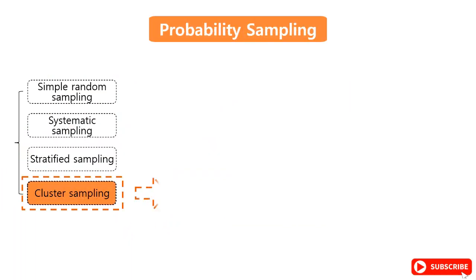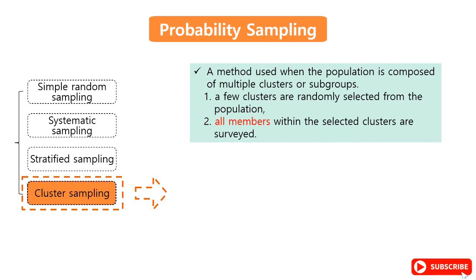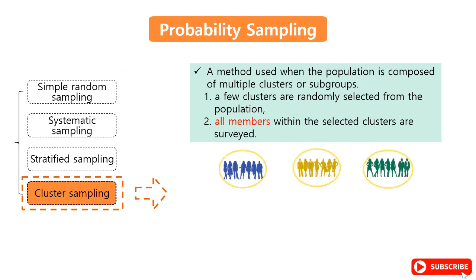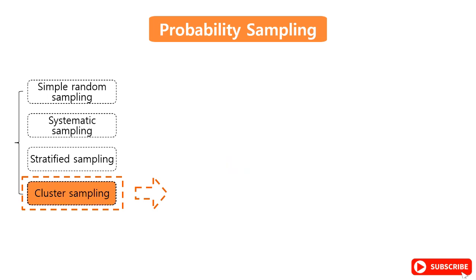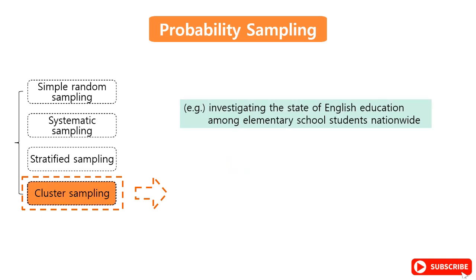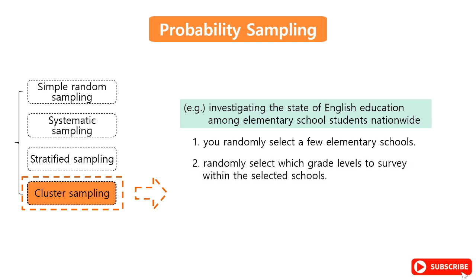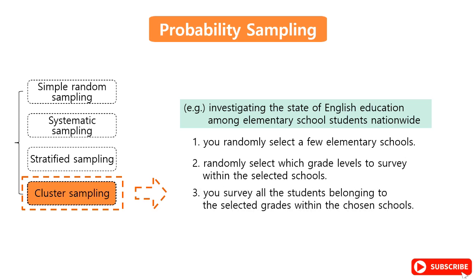Cluster sampling is a method used when the population is composed of multiple clusters or subgroups. First, a few clusters are randomly selected from the population, and then all members within the selected clusters are surveyed. For example, when investigating the state of English education among elementary school students nationwide, you randomly select a few elementary schools and then randomly select which grade levels to survey within the selected schools. Finally, you survey all the students belonging to the selected grades within the chosen schools.